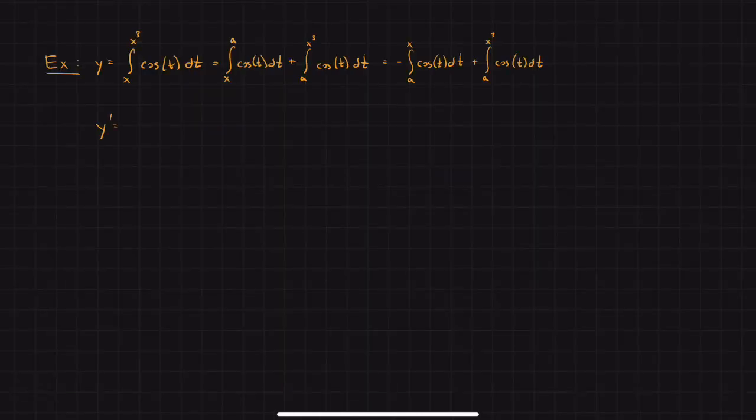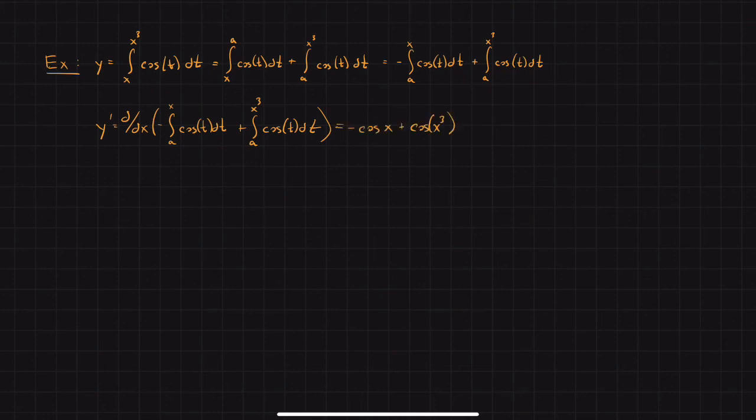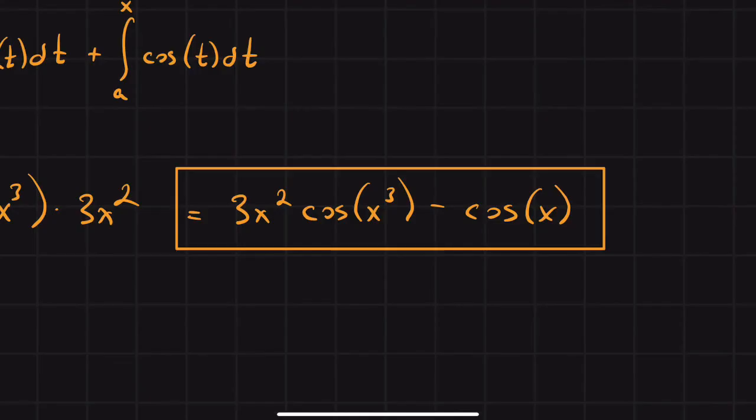That means the y prime would be the derivative of our two integrals added together. Using the second FTC on the second integral, we'd have cosine of x cubed, and then the chain rule part means we'd have to multiply times 3x squared. And then if we just rearrange the terms, that would give us 3x squared cosine of x cubed minus cosine of x. There is actually a shortcut for this one as well.